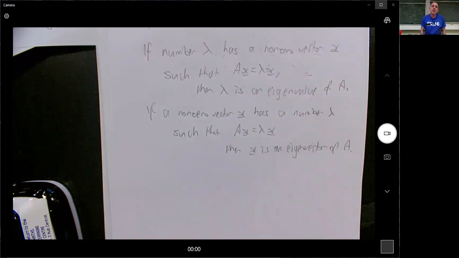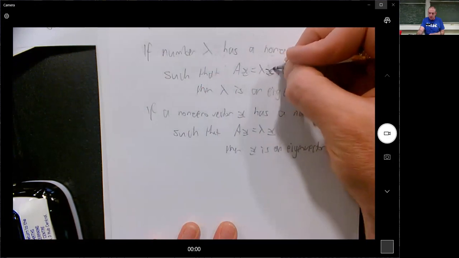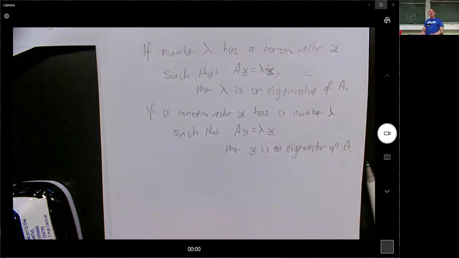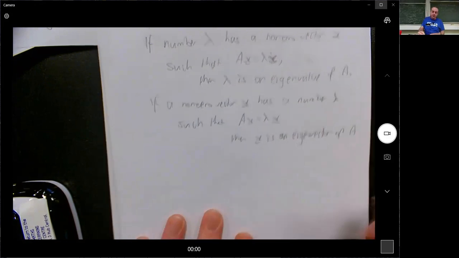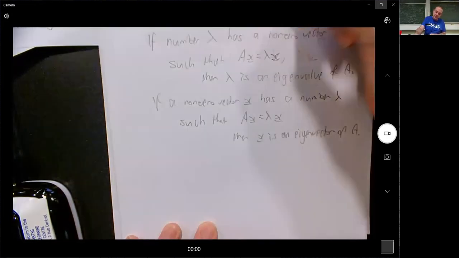So if you've got a random number and you want to know if it's an eigenvalue, then you need to find an x so that Ax equals lambda x. And if you've got a random vector and you want to know if it's an eigenvector, then you need to calculate Ax and see if it comes out to a number times x. All right. So it's easier to tell if a vector is an eigenvector than it is to tell if a number is an eigenvalue. This is the definition.